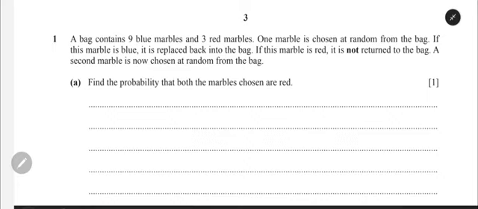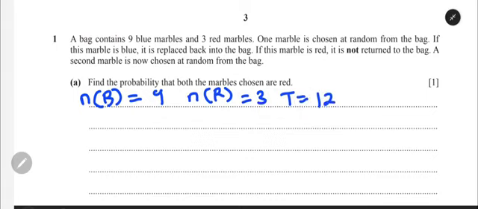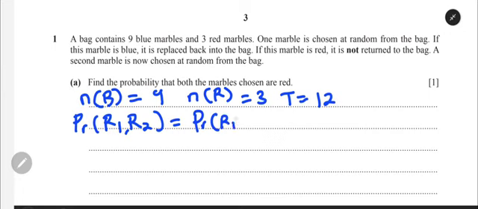So let's write out the given parameters here. Let's say the number of blue marbles is 9, the number of red is 3, and the total marbles is 12. And of course, we know probability to be the number of outcomes over the total number of possible outcomes. For both to be red, we are looking for the first one to be red and the second one also red, which happens to be probability of R1 times probability of R2.